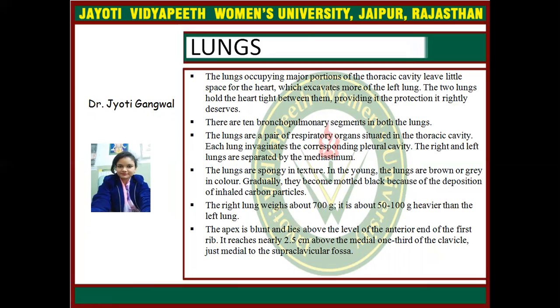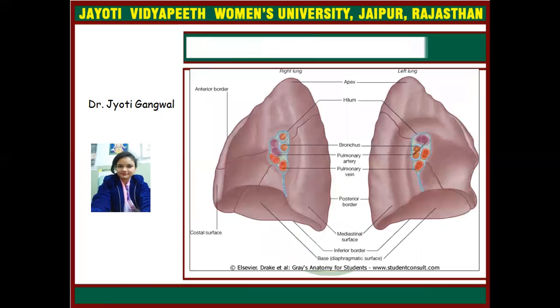The apex is blunt and lies above the level of the anterior end of the first rib. It reaches nearly 2.5 centimeters above the medial third of the clavicle, just medial to the supraclavicular fossa.